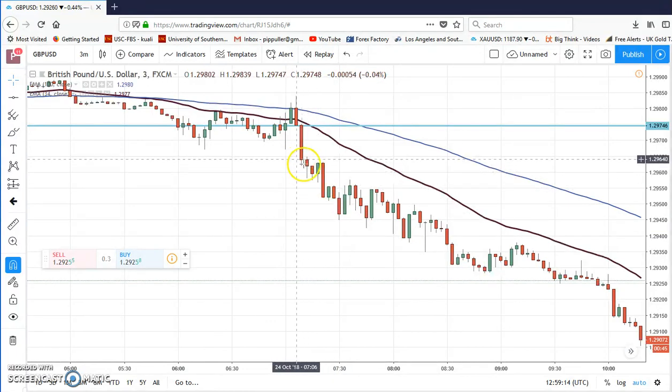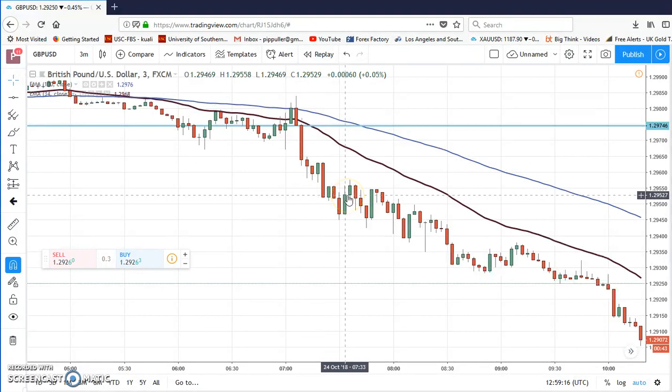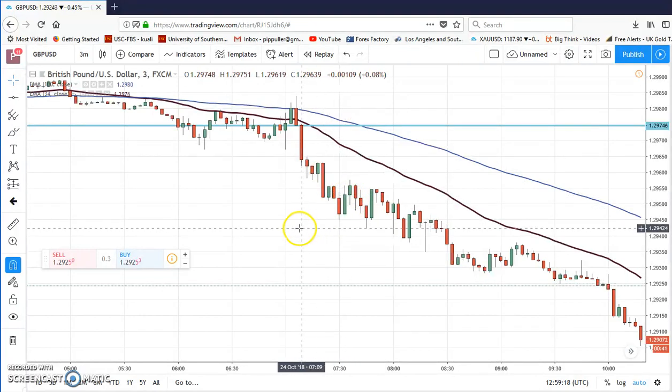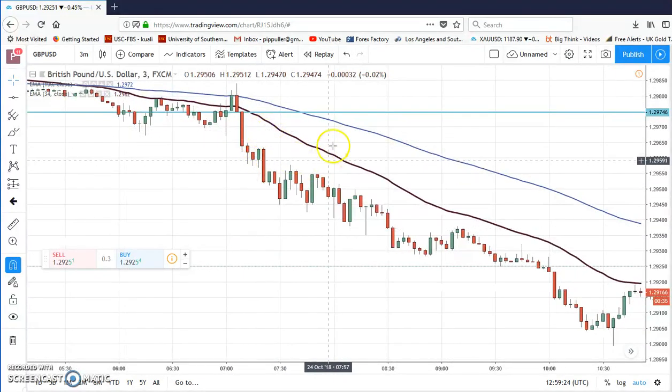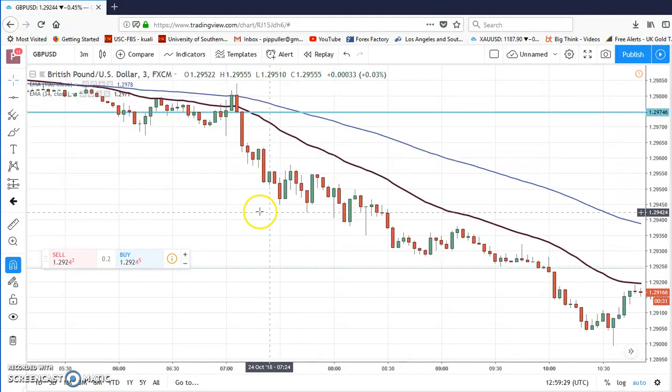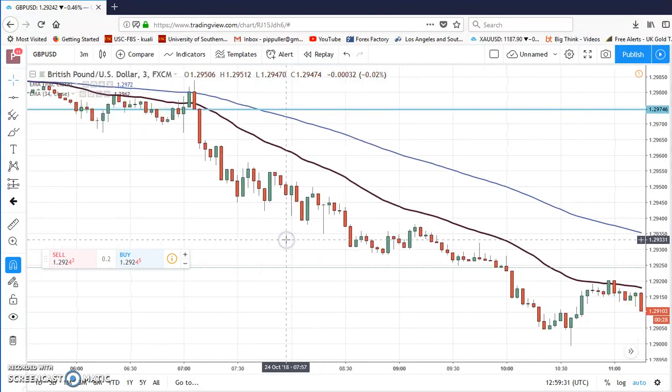So in this case, I would probably have gotten out here. But if you really want to ride it for the long ride, you can wait for it to cross back up again, but then you're risking taking a loss. So it's all risk-reward ratio.